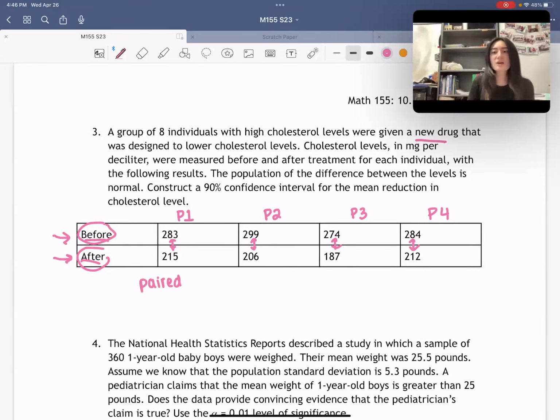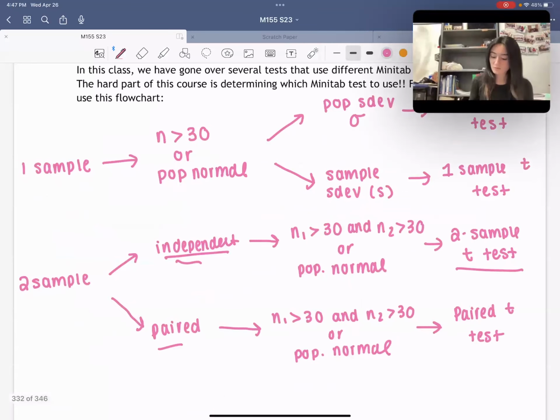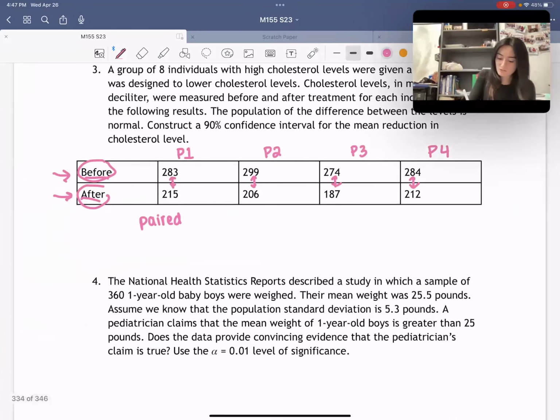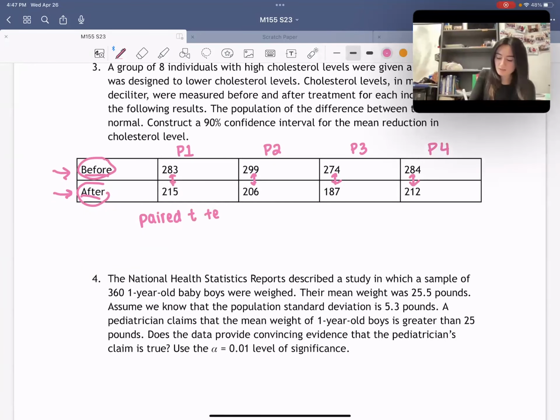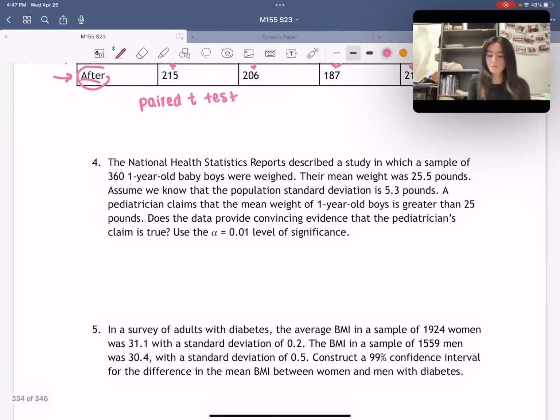Okay, so since we have paired sampling, let's take a look and see what Minitab test we're using. Well, under paired sampling, we use the paired t-test. So that's what I'm using here, paired t-test. Let's go on to number 4.